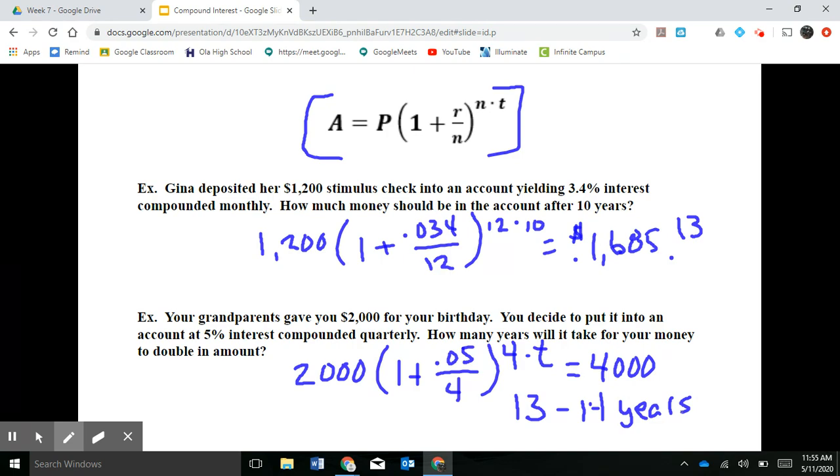So use this formula. The formula is on your assignment sheet, so you don't need to memorize it. You can use it whenever you take an assessment, all that stuff. So good luck on your assignment today. If you need help, I'm here for you.